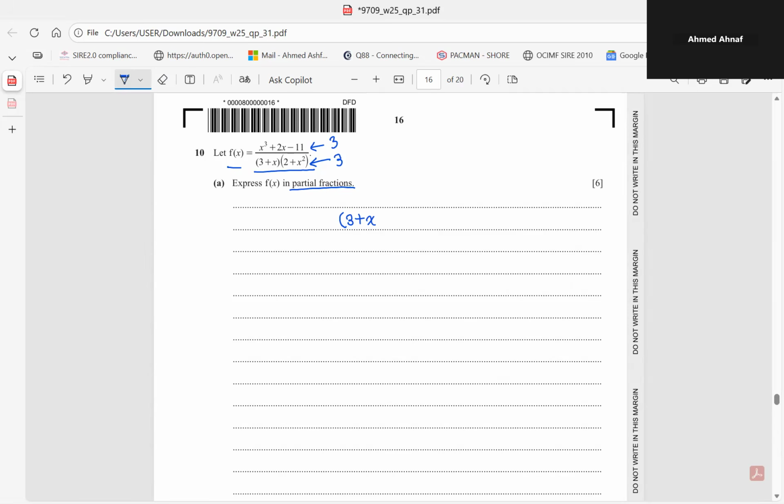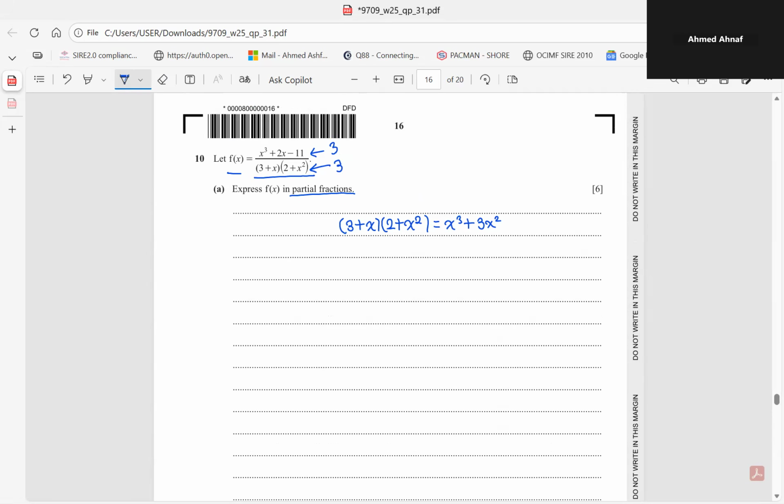So (3 + x)(2 + x²). So you get x times x² is x³. Then you get plus 3x². Oh, sorry. And then you get plus 2x plus 6. So 3 times 2, you get 6. Okay, let's see if that's all. Yeah, okay, that's all. Now we're ready to do long division.